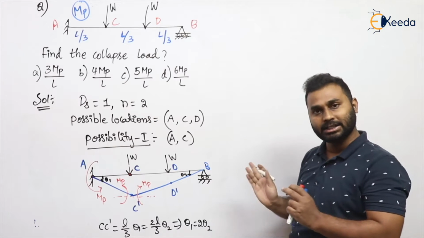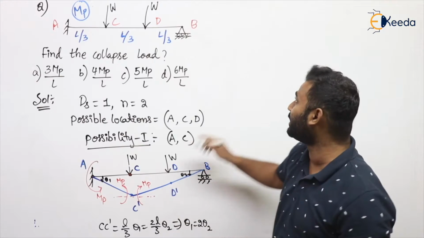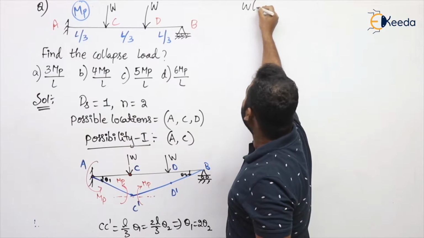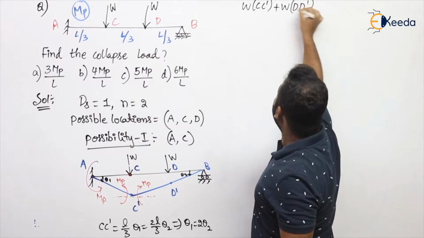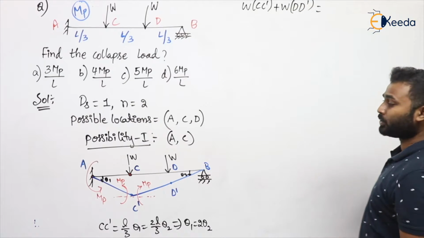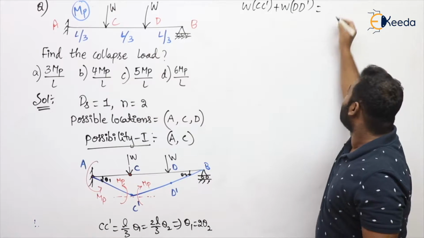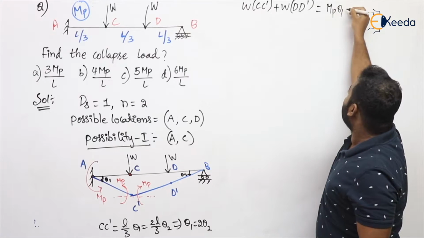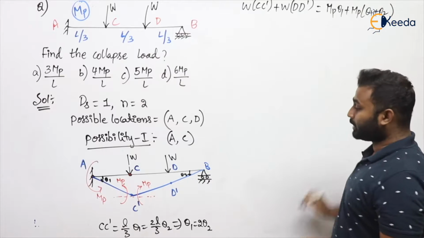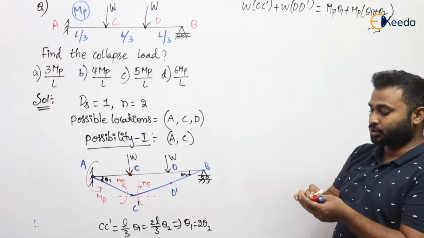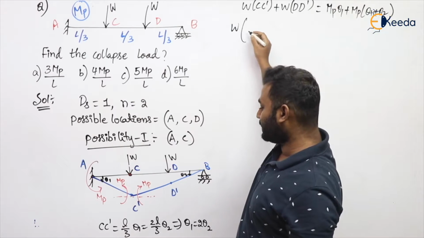That is, equating external work to internal work. Here external work is done by both the loads, that is W into CC dash plus W into DD dash. This is the external work done by both the loads, which is equal to the internal work done by the plastic moment. Clear? MP theta 1 plus MP into theta 1 plus theta 2. So these are the internal works. Now we equate these two. Now CC dash is nothing but how much is CC dash?